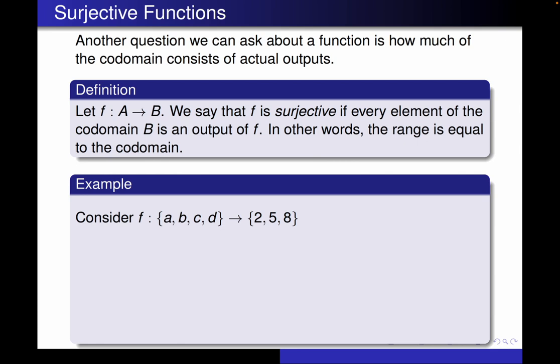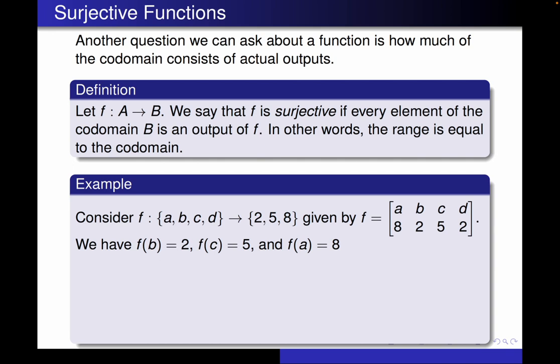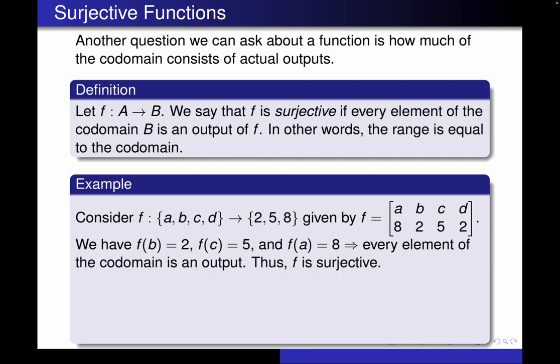So here's an example of a function f with inputs a, b, c, and d, and possible outputs 2, 5, and 8. If I look at the following function with a, b, c, d on top, and outputs 8, 2, 5, 2 on the bottom, notice that b and d both have an output of 2, so it's not injective. However, notice that f of b equals 2, f of c equals 5, f of a equals 8. Those are all the possible numbers in the codomain, which means every element in the codomain is represented as an output. That means that the function is surjective.